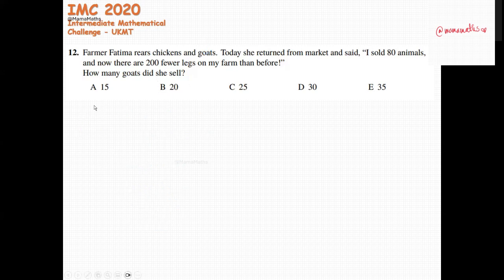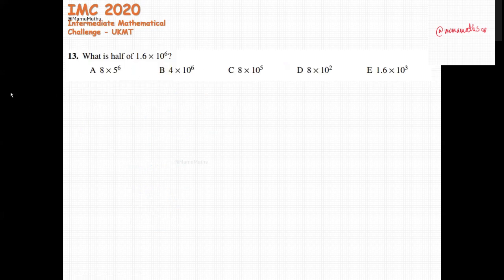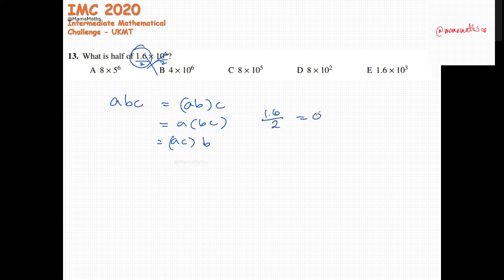Question number 13. What is half of 1.6 times 10 raised to 6? A common mistake is that they halve this one and halve this one. That's wrong. Remember, if you have A, B, C, you can do A, B, C or maybe AC times B. So if you're going to halve it, just halve the 1.6 part. 1.6 divided by 2, that's 0.8.